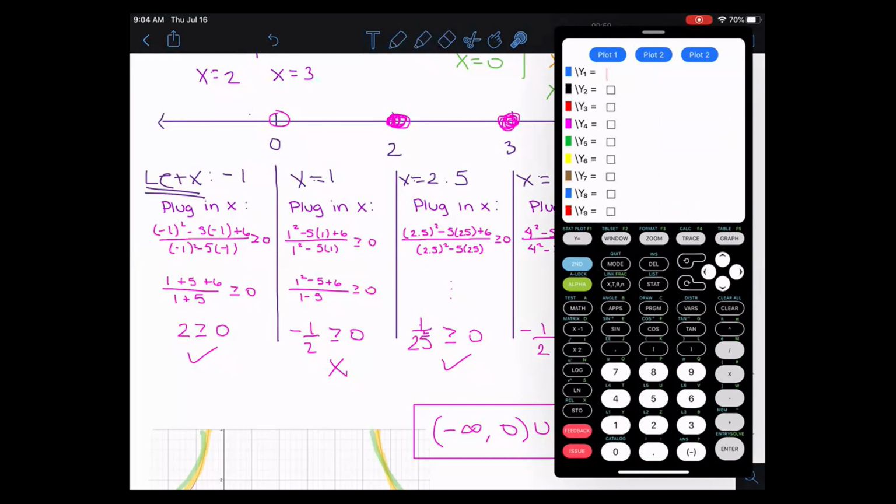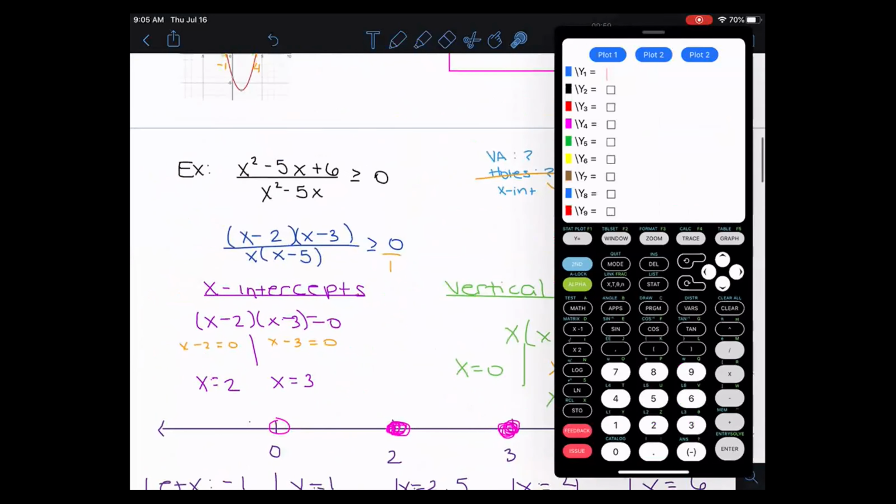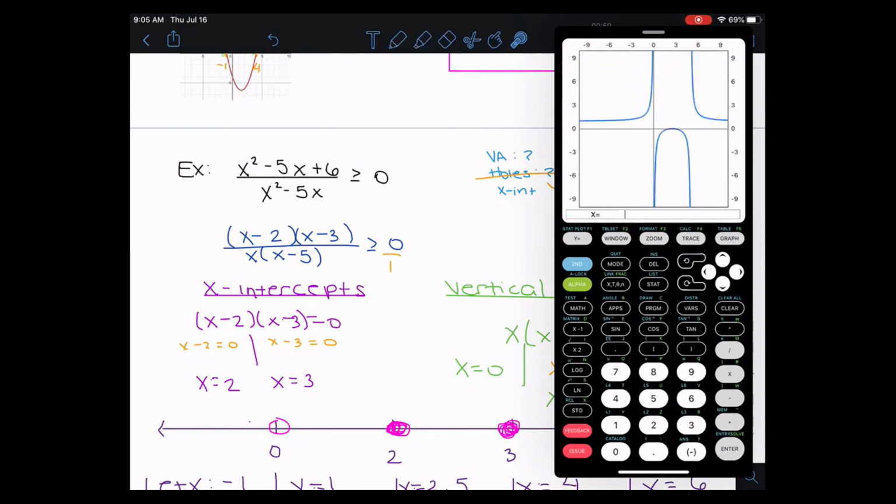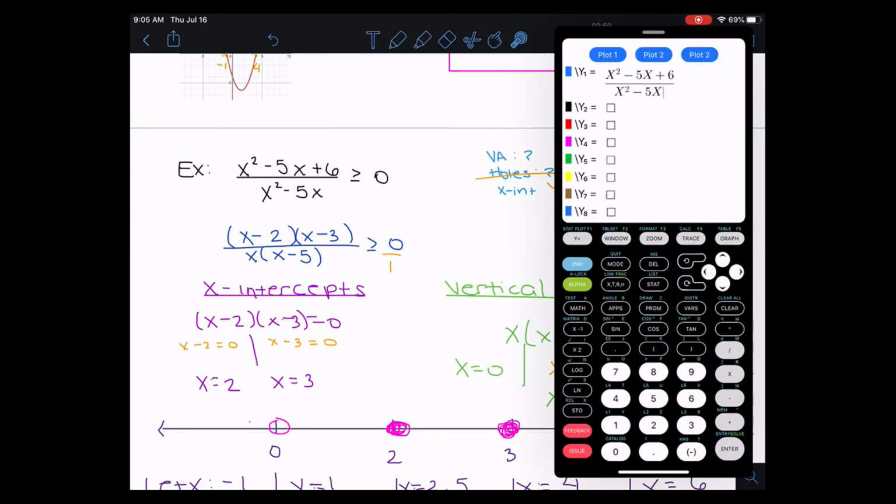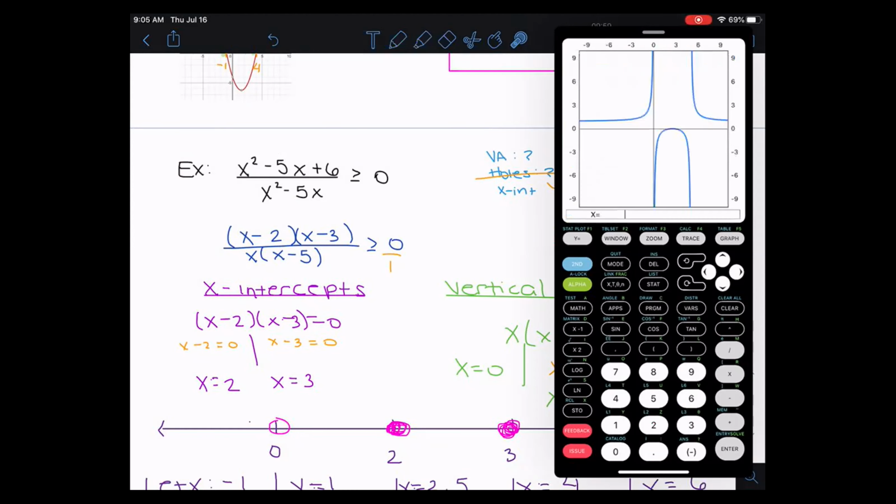So let's enter in the function. Remember, to get the fraction, you can hit alpha y equals. Then enter x squared minus 5x plus 6 all over x squared minus 5x. So this is our function. We can graph it, and when we graph that, it will give us what the function looks like.